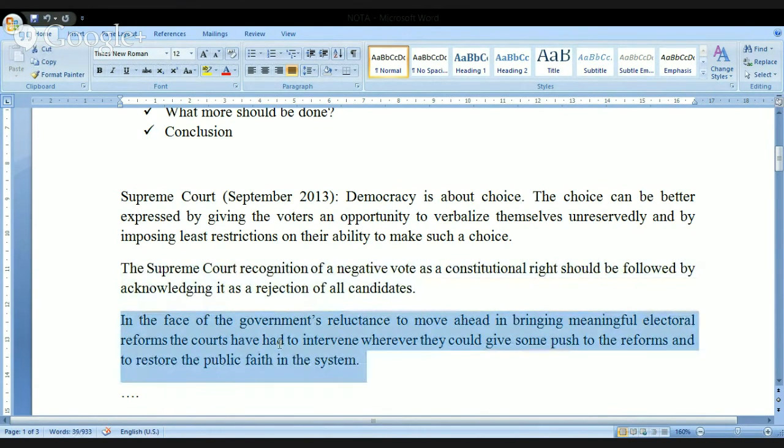Next one, look at this. In the face of the government's reluctance to move ahead in bringing meaningful electoral reforms, the courts have had to intervene wherever they could, to give some push to the reforms and to restore the public faith in the system. What do you mean by this? Kindly think on these lines, please. This is the time to think. If you don't think now, you cannot think in the future. That's the reason why every time I say, whatever statements are given by the Supreme Court carry lots of weightage. Kindly remember this.